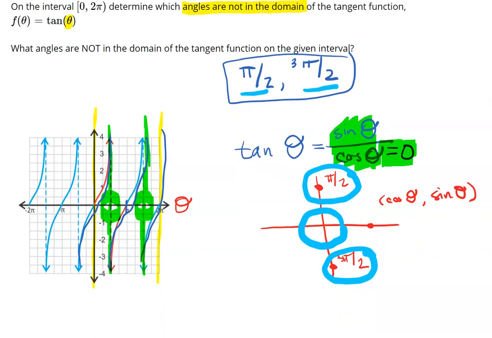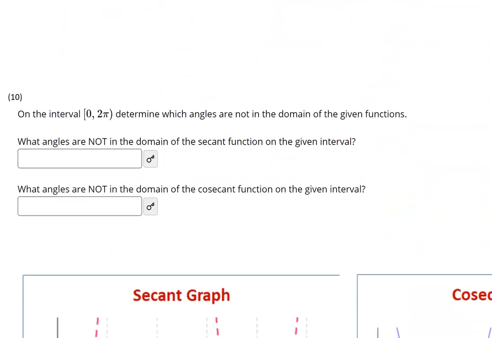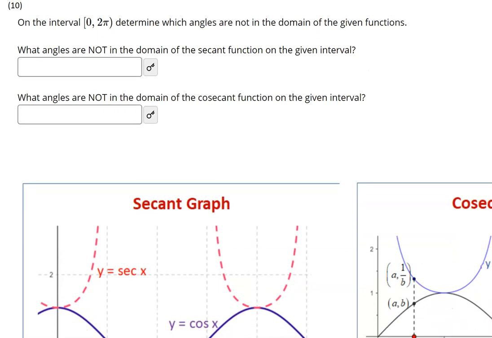Number 10 follows suit, so I'm going to do this in the same video. On number 10, it says on the interval from 0 to 2 pi, so we're just looking at the unit circle, again like the previous one, determine which angles are not in the domain of the given functions.